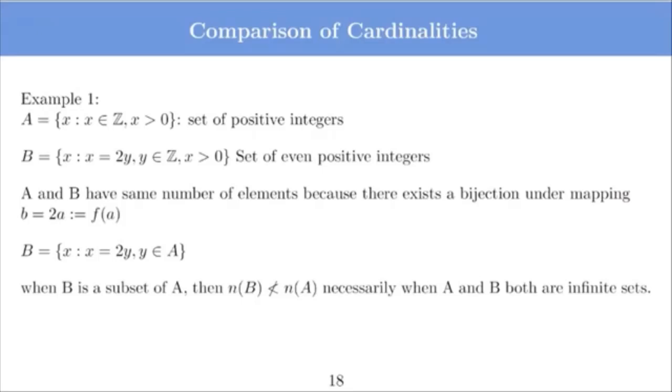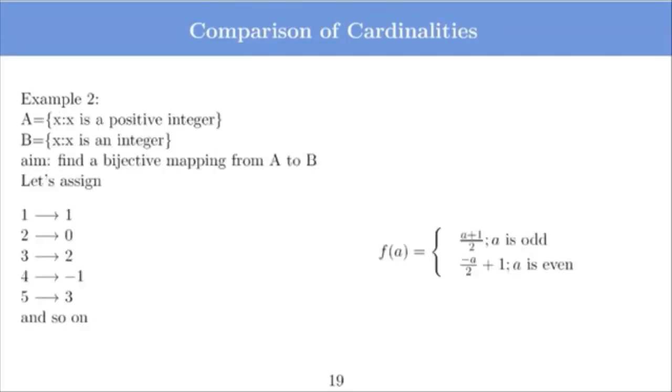subset of A, right? So even then it is not necessary that cardinality of B is less than cardinality of A. For finite sets, this is true. If you take a proper subset of another set, your cardinality decreases. But this is not true for infinite sets. Right. Let's take one more example.